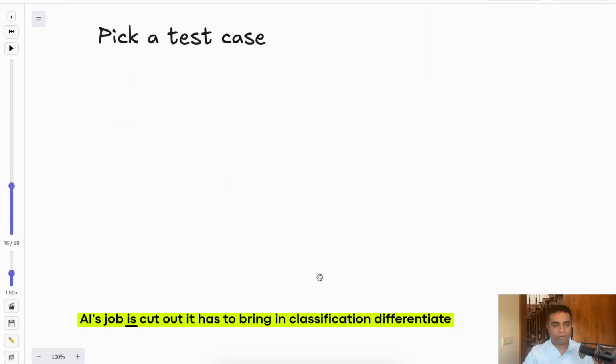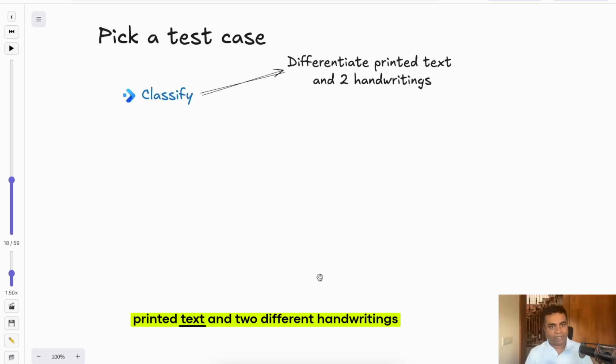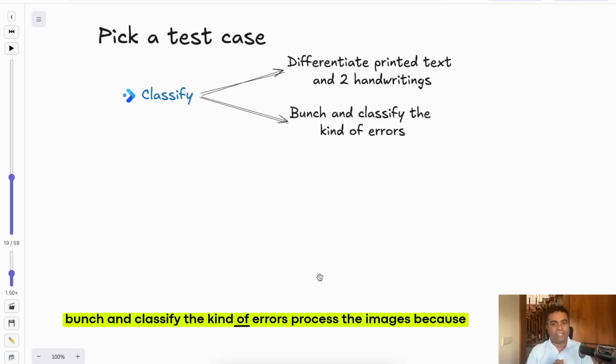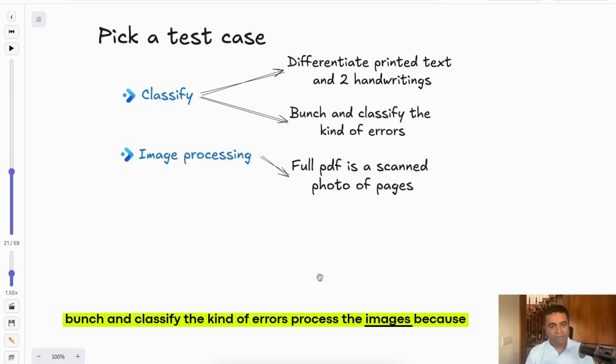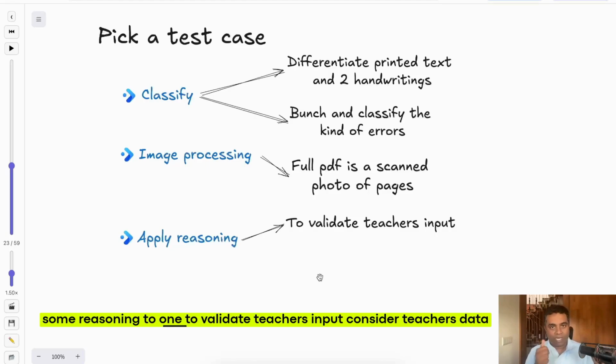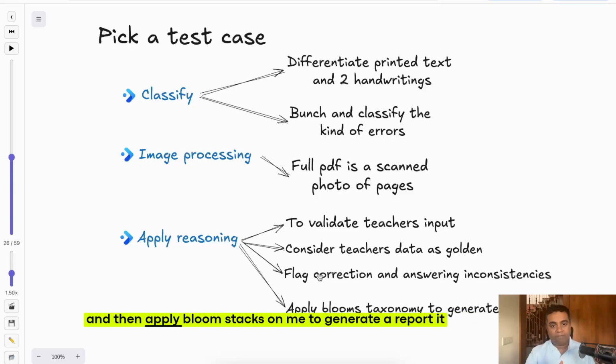The AI's job is cut out. It has to bring in classification, differentiate printed text and two different handwritings, bunch and classify the kind of errors, process the images because the whole PDF is a scanned photo of different pages, apply some reasoning to validate teacher's input, consider teacher's data as golden if it's correct, flag correction and answering inconsistencies, and then apply Bloom's taxonomy to generate a report. It has its task cut out, let's say.